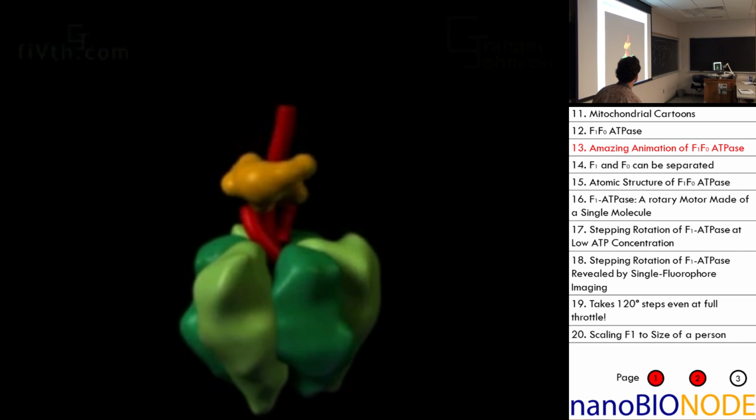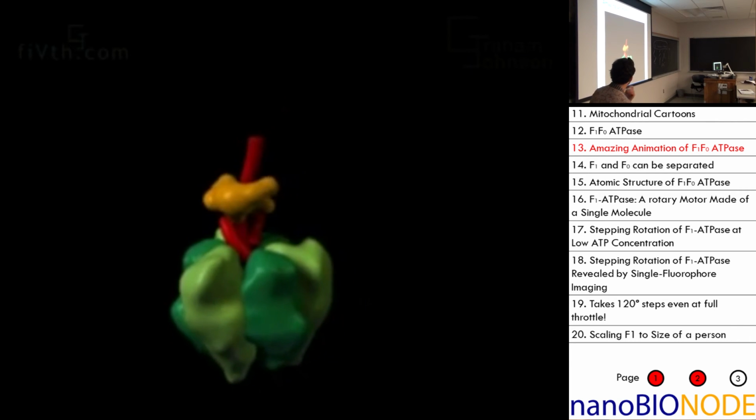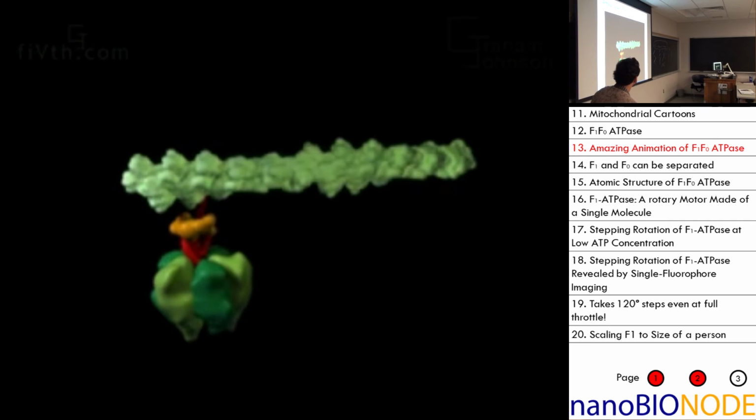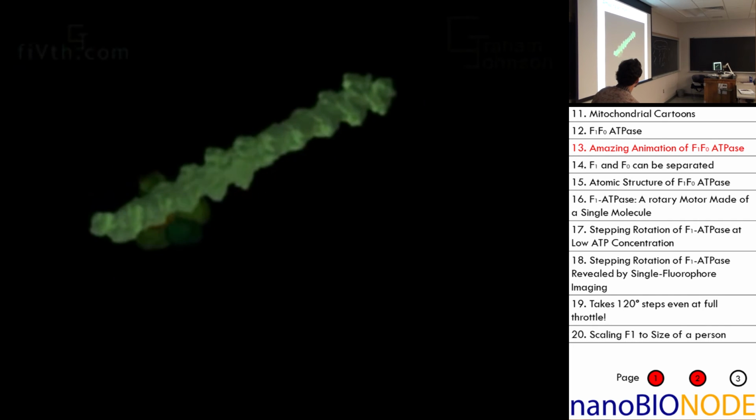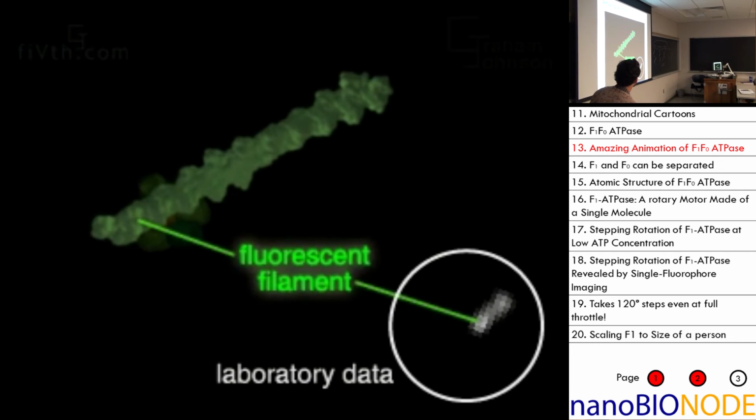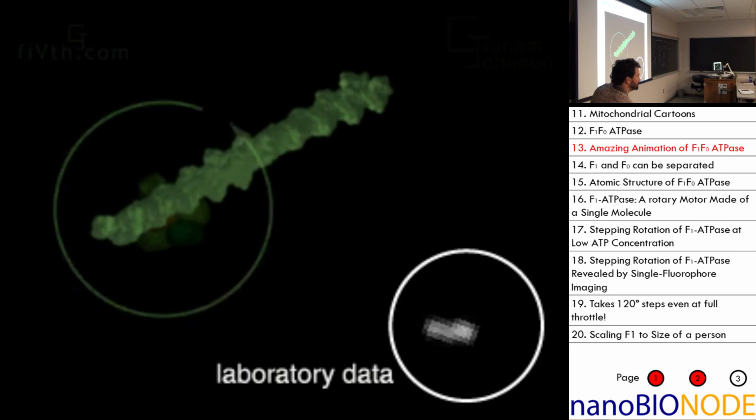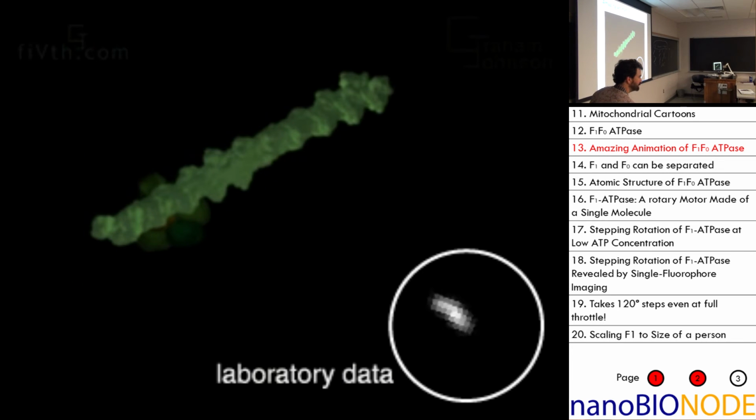To show the rotation of the central shaft, a short fluorescent actin filament was experimentally attached to it. This is amazing. Single filaments attached to single F1 ATPases can be visualized in the microscope. When ATP is added, the filament starts spinning, directly demonstrating the mechanical properties of this remarkable molecular machine.